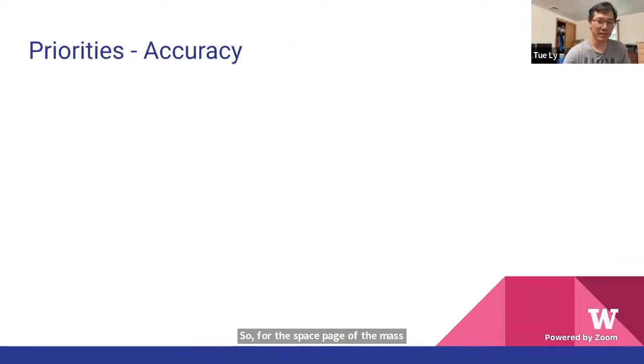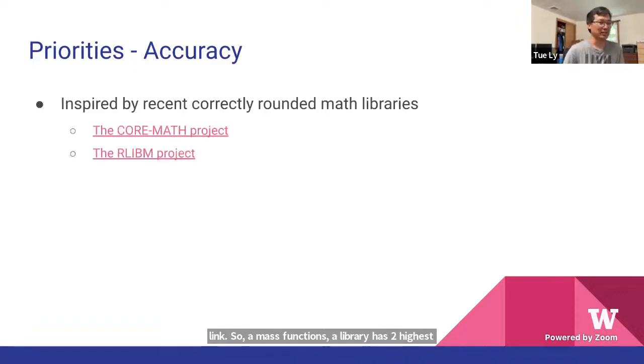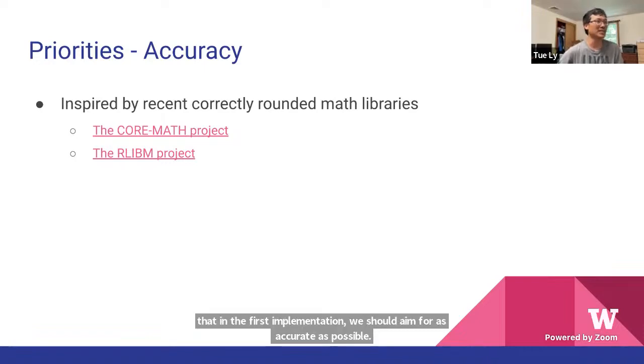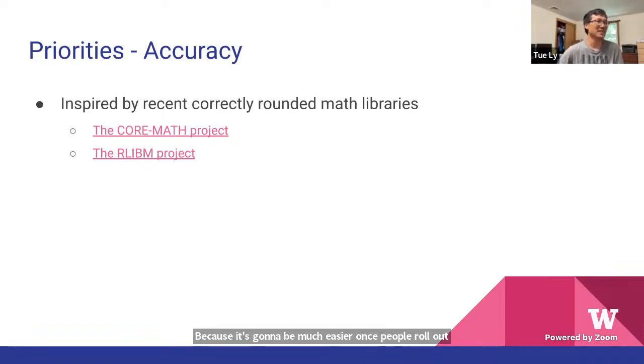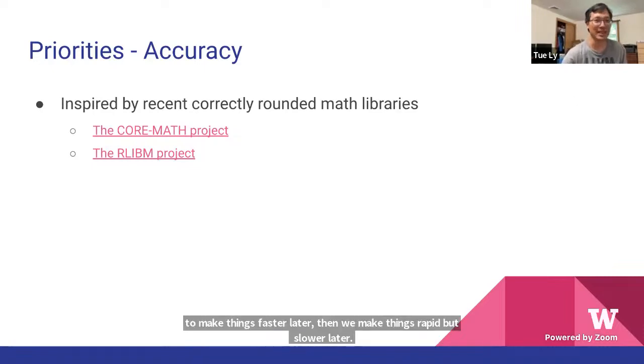So our math functions library has two highest priorities, and the first one is accuracy. When I started about 2 years ago, we had discussions of what the trade-off should be, how we should implement those functions between performance and accuracy. And in the end, we came to the conclusion that in the first implementation, we should aim for as accurate as possible, because it's going to be much easier to make things faster later, once people roll out, than to make things more accurate but slower later. And people are going to find that much harder to accept.